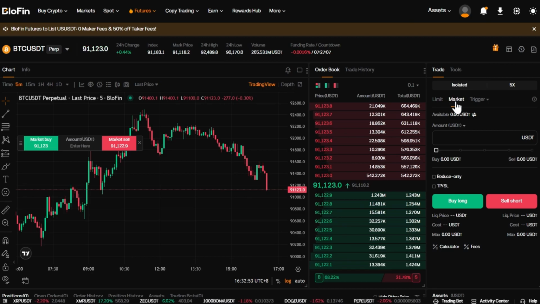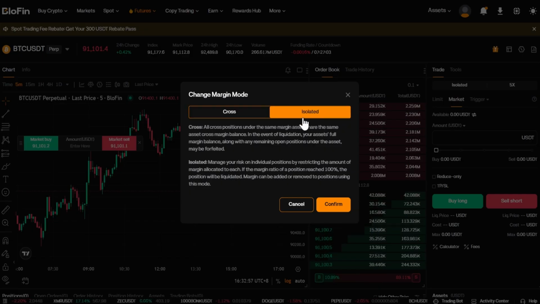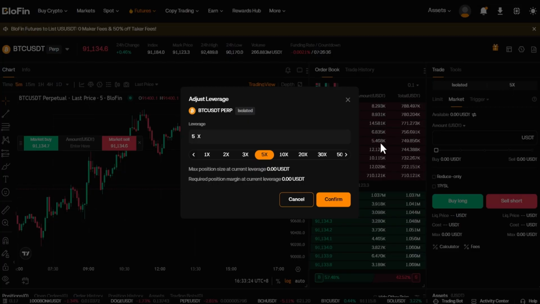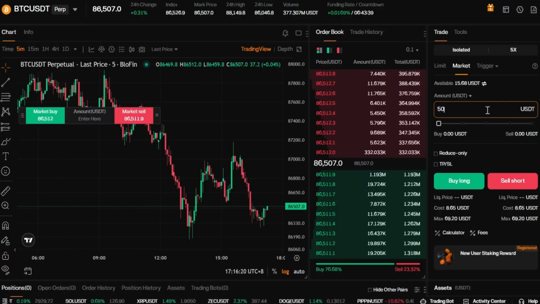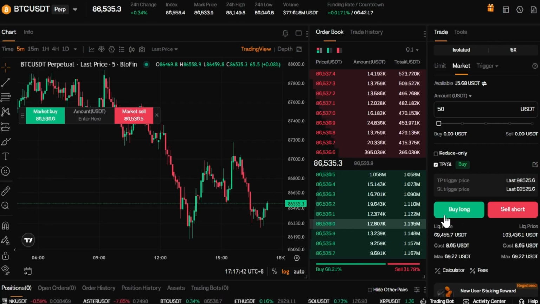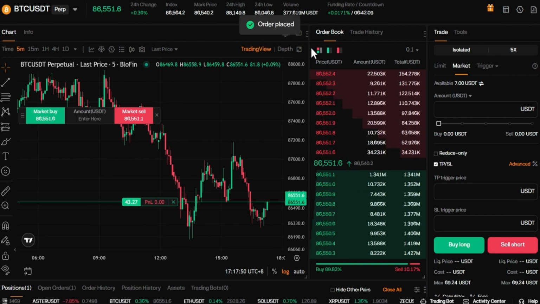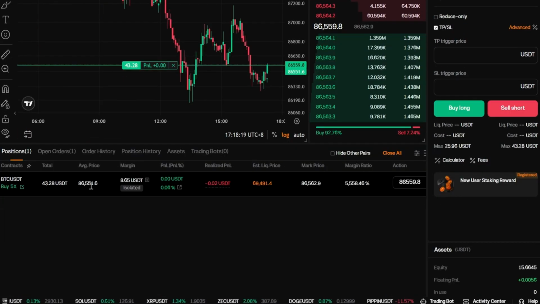Next, choose your leverage type. You can use cross margin or isolated margin. Personally, I always use isolated margin because it limits your risk to only that specific position. If the trade goes wrong, you only lose what you put into that trade. You can use high leverage on these platforms. But for beginners, I recommend starting with 5 times to 10 times leverage until you're comfortable with how the market moves. Enter your trade details, confirm everything looks good, then click Buy Long or Sell Short to open your position. Once your order is filled, you can view it under the Positions tab at the bottom of the screen.